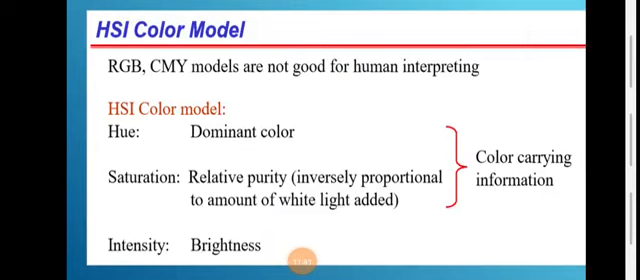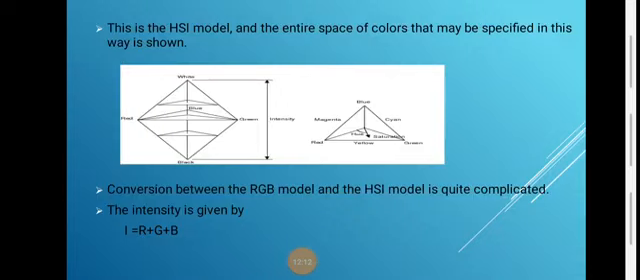Another one is the HSI model. Even though we have the RGB model and the CMY model, they are not good for human perception. Sometimes when we look at the sky, the brighter colors fall on our eye, so we couldn't recognize what the object is. So we move to the HSI model, where H represents hue, S saturation, and I intensity. I defined these in previous slides, so we directly move on. This is the HSI model.